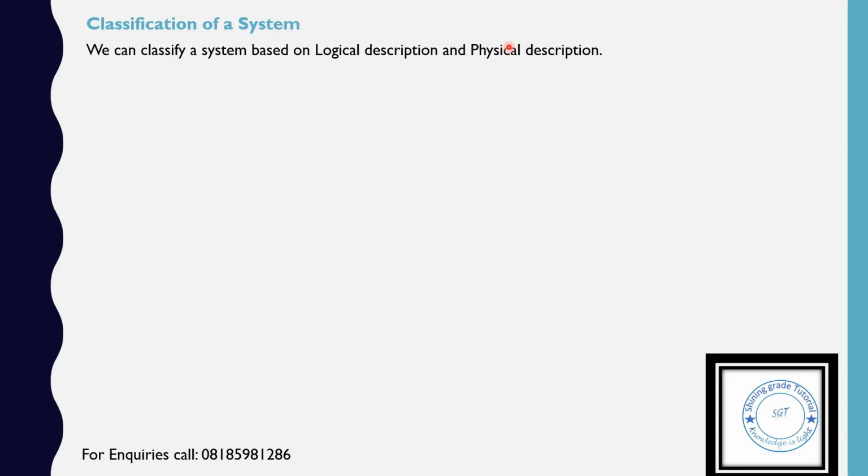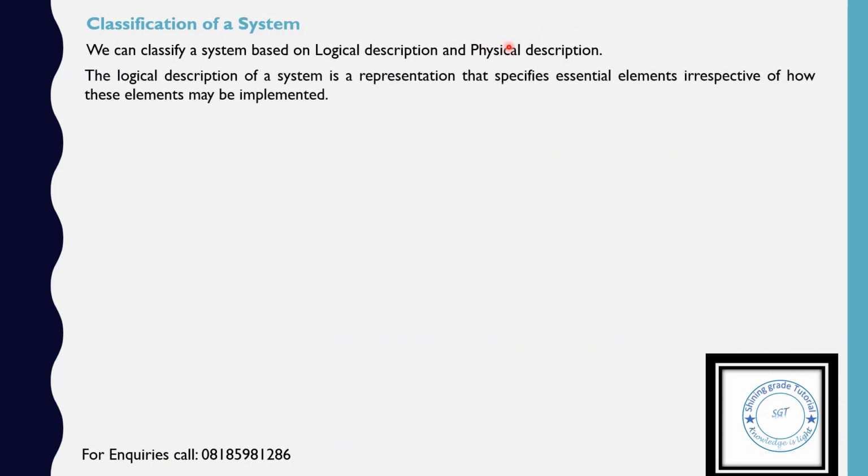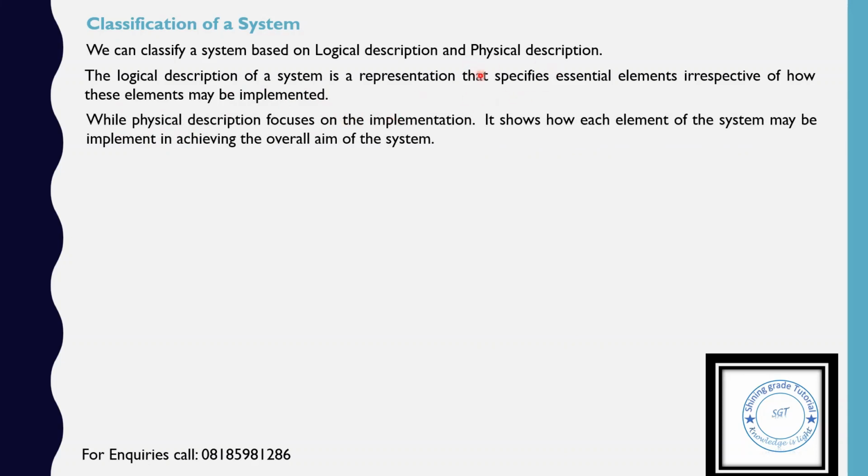How are they implemented? The logical description of the system is a representation that specifies essential elements irrespective of how they may be implemented. That is the logical description, so don't forget that aspect. And in the aspect of physical description, this focuses on implementation. It shows how each element of the system may be implemented in achieving the overall aim of the system. That is what physical description is focused on.